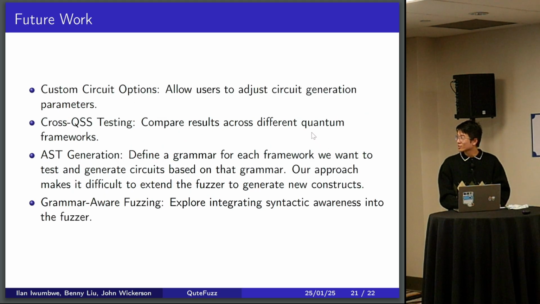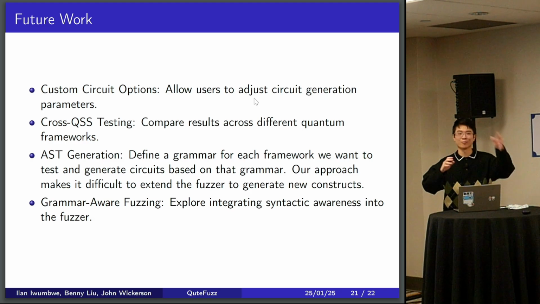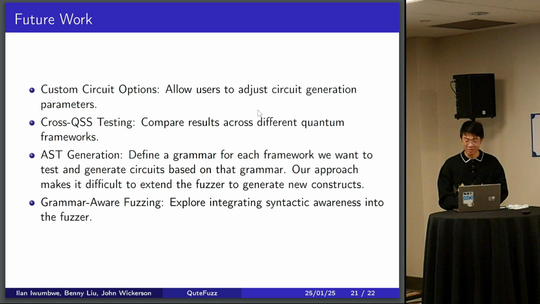Right, so here is some of the future work that we hope to do on QuteFuzz. First and foremost is to allow the user to customize some circuit parameters. So for example, circuit depth, the number of qubits, or maybe even control flow depth, so how much nesting there is. These are currently hard-coded. We just kind of winged it and gave some numbers, but we hope to be able to customize that so the user could generate some pretty nice circuits.